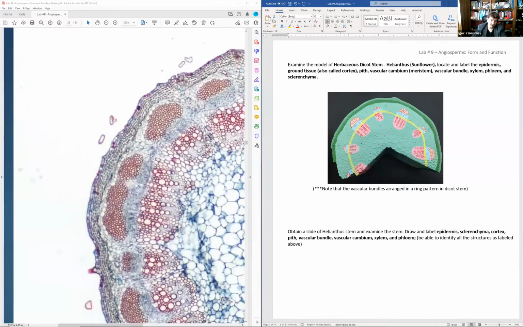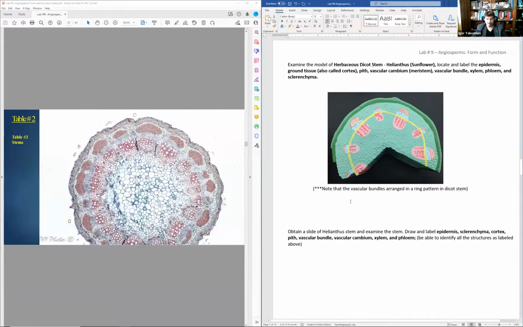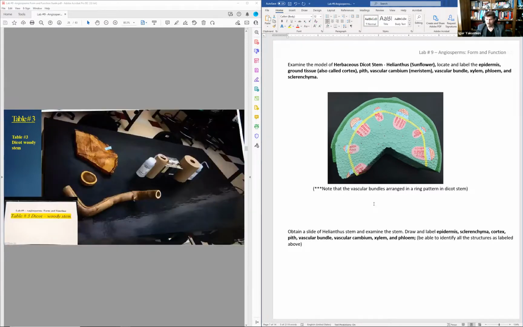If you magnify it, you can clearly see that's the part of the sclerenchyma. Here we're looking at the phloem. That kind of line which goes throughout the stem is the cambium. And we're looking at the xylem again, large diameter vessels. So epidermis, sclerenchyma, cortex, pith, vascular bundle, vascular cambium, xylem, and phloem. Already did that. All right.